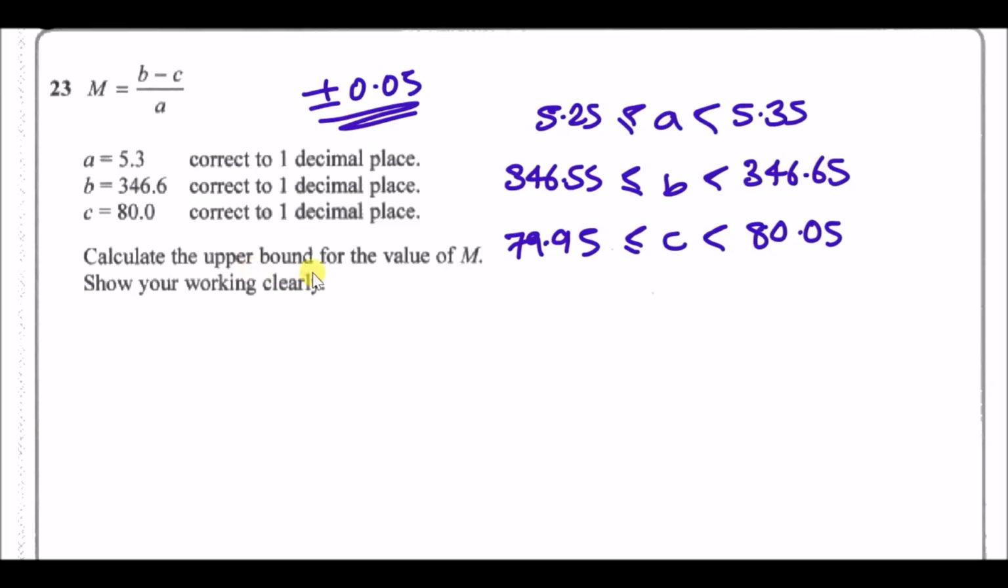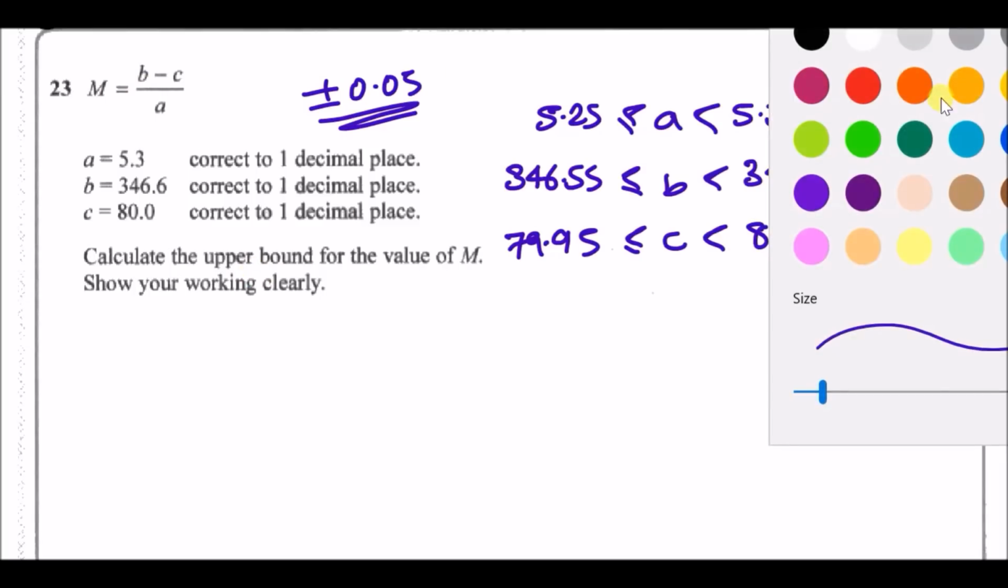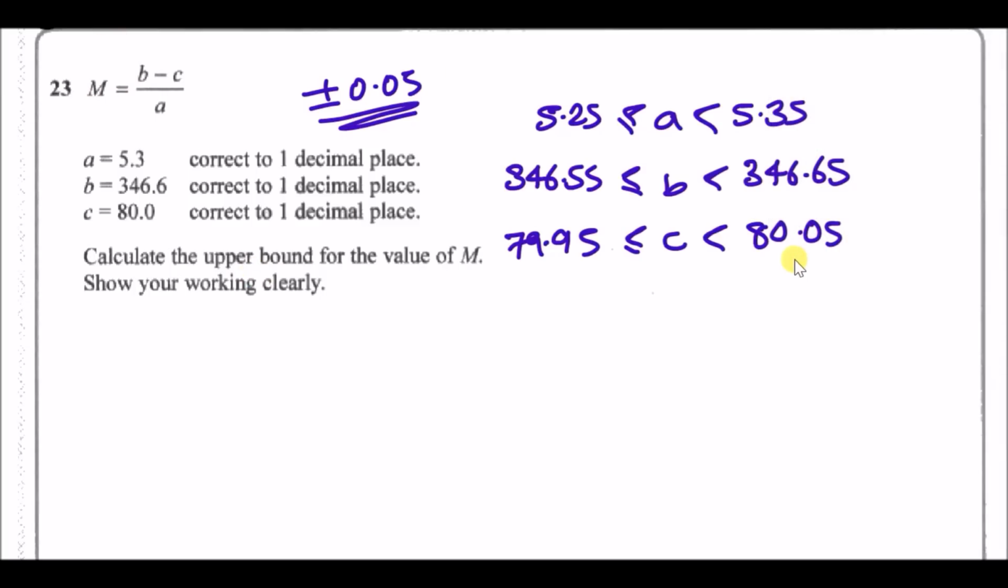So calculate the upper bound for the value of m. To get the upper bound, when you're dividing a fraction, you want to find the greatest ratio. So the upper bound of m is going to be the upper bound of the top half over the lower bound of the bottom half. The reason why is, if you reduce the denominator as small as possible and increase the numerator, you get a really big value. If you did it the other way around, you get a small value. If they were the same, there's no difference because they cancel each other out.